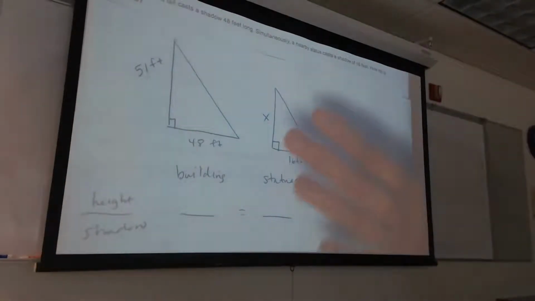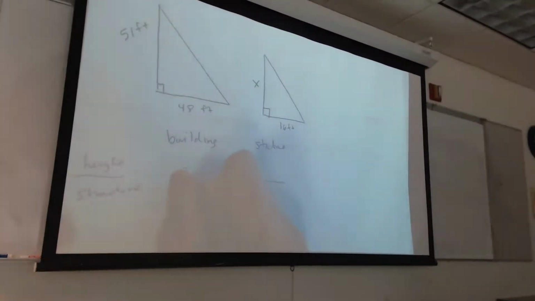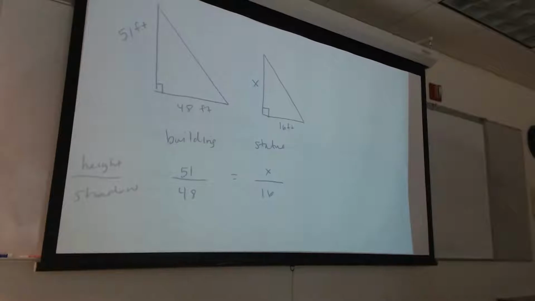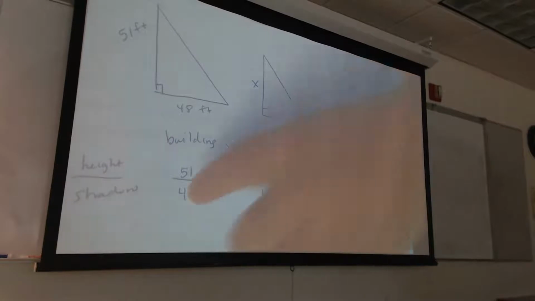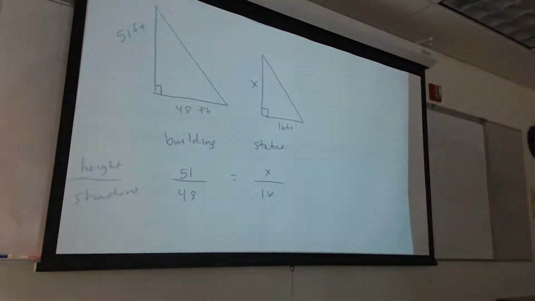So if I keep track of it in words first, I'm not going to mess up where I put my numbers. I mean, if you look at it, it's already in a fraction. You already have 51 over 48 equals x over 16. But writing it in words, even if you didn't draw them: the top number on the left fraction represents the height of the building. The bottom number represents the shadow of the building. Here's the height of the statue. Here's the shadow of the statue.